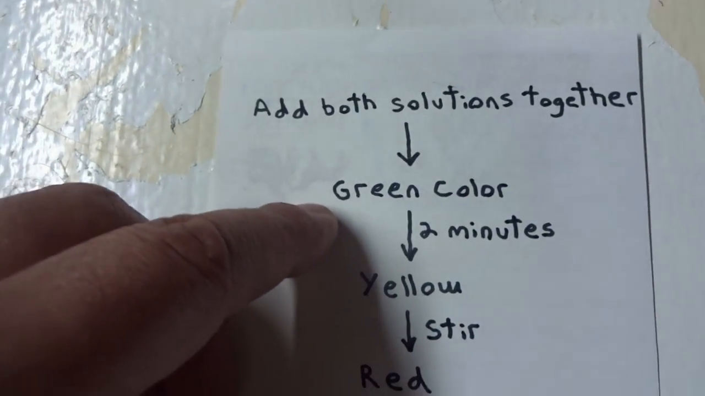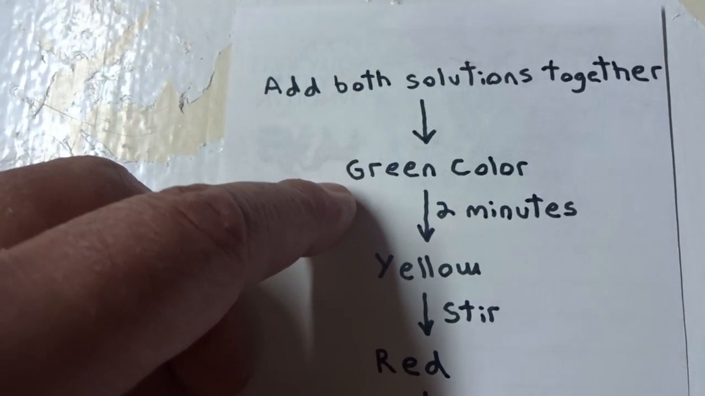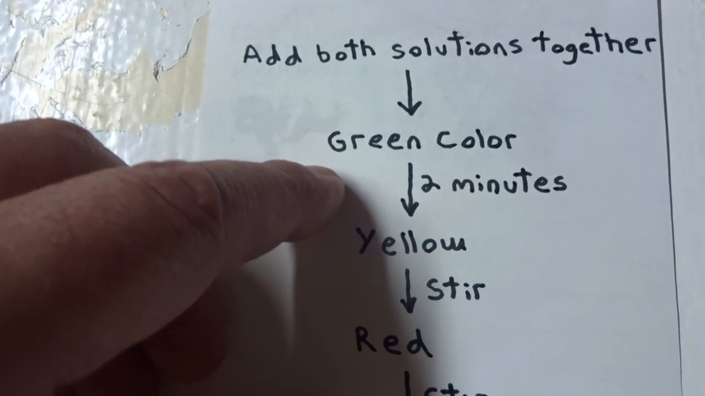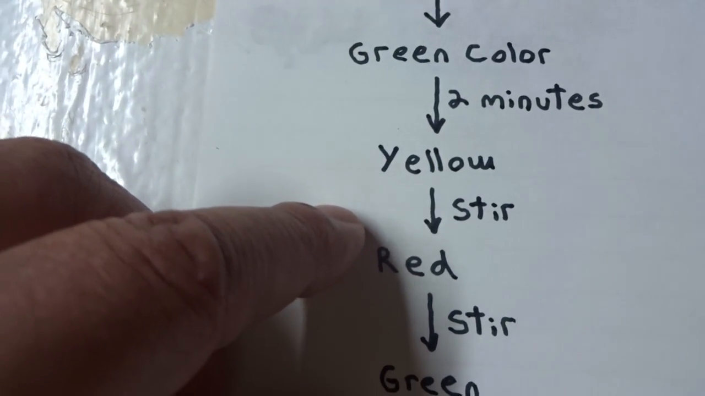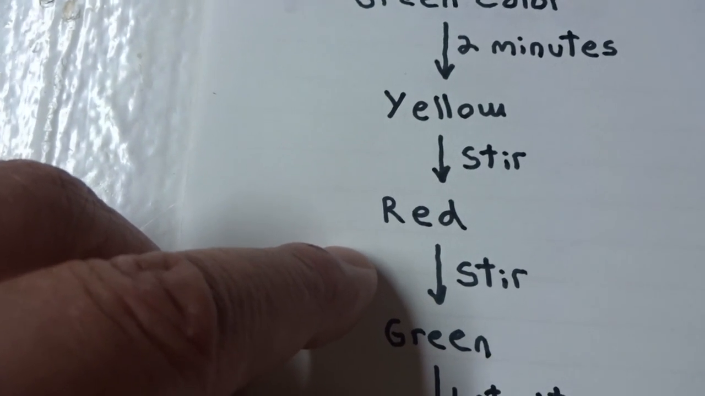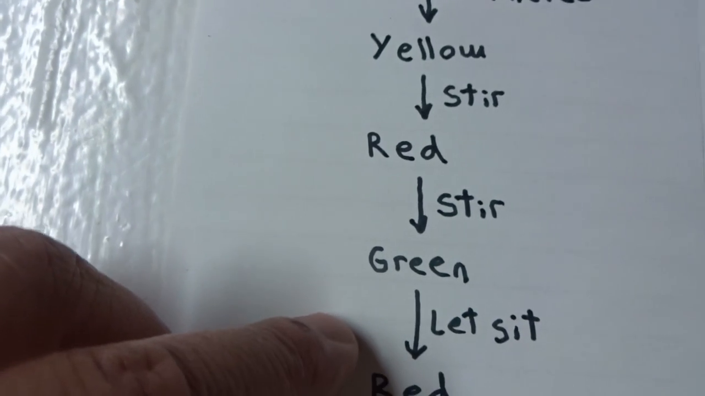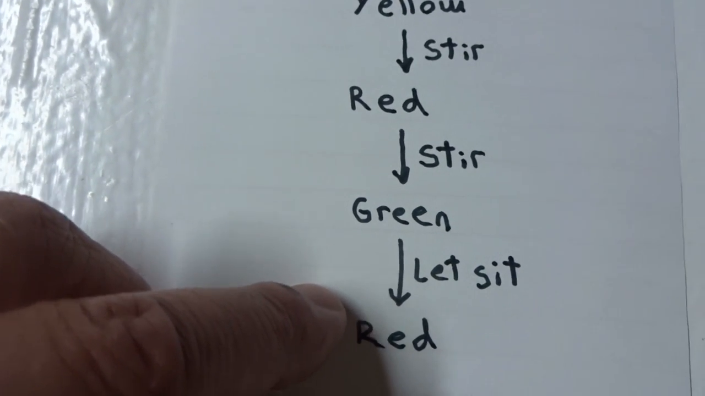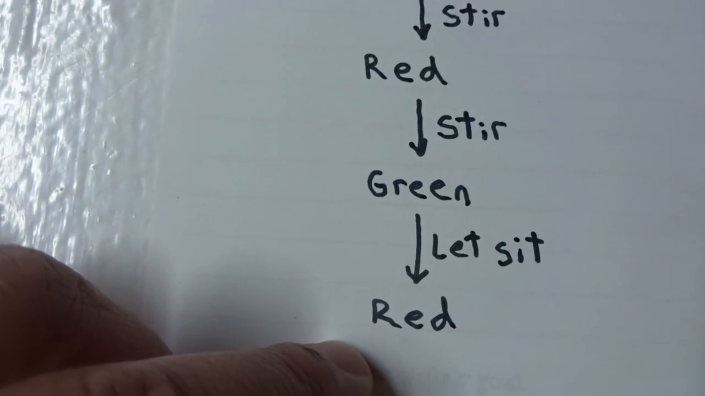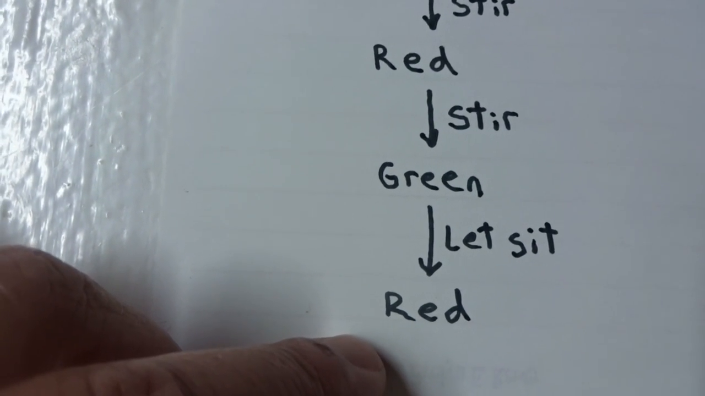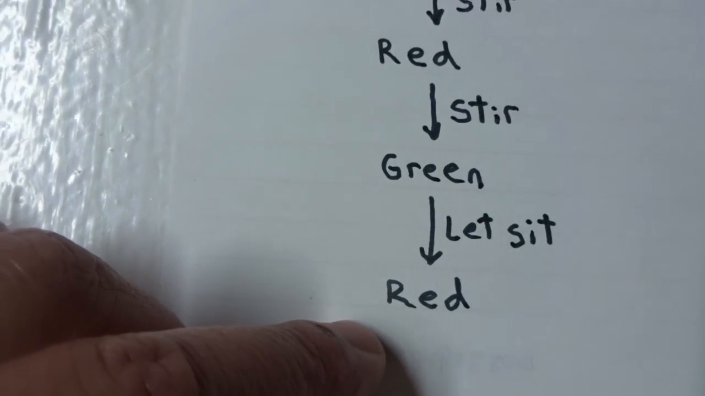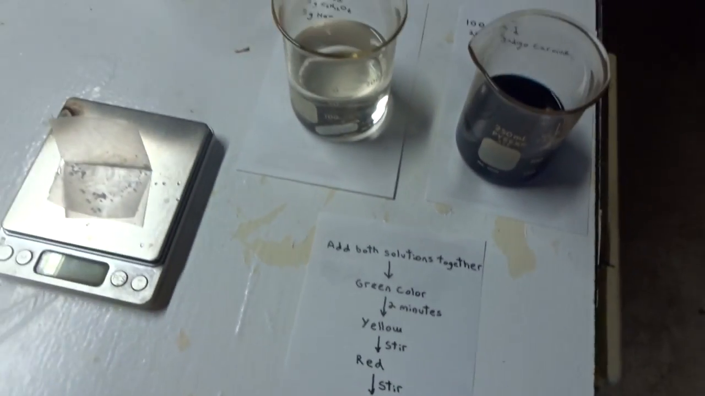And what do we expect to occur? I suggest first we'll see a green color, then we'll wait 2 minutes and it'll turn yellow, and with stirring it'll turn red, and with more stirring it'll turn green, then we'll let it sit and it'll turn red. That is why it's called the stoplight reaction, or the traffic light reaction. Let's mix the chemicals together.